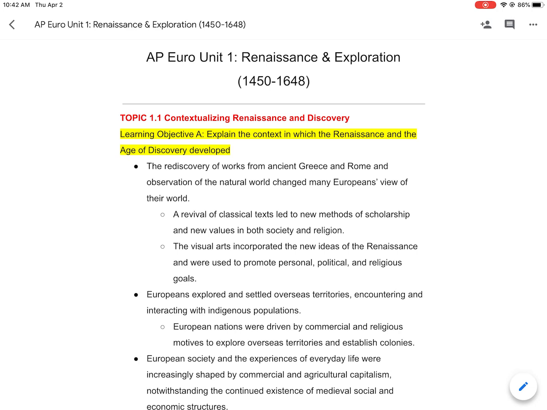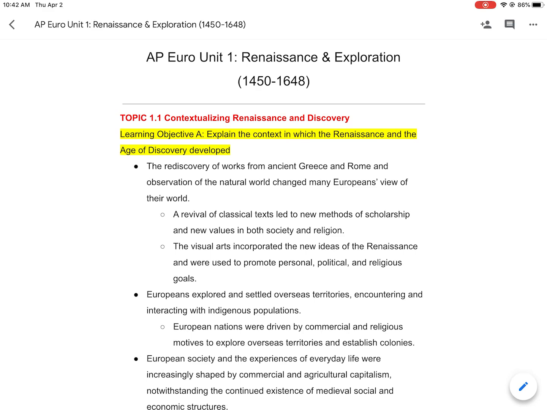And so, each of these units in these AP study guides are going to start off with contextualization, and that's a skill we want our students to learn. So what I like about these documents and these outlines that I'm going to use is it's going to highlight the learning objective underneath each one of the topics. And this first learning objective is to explain the context in which the Renaissance and the Age of Discovery developed.